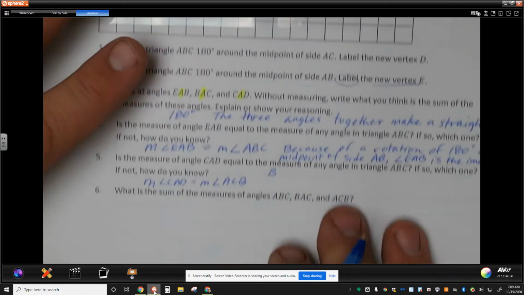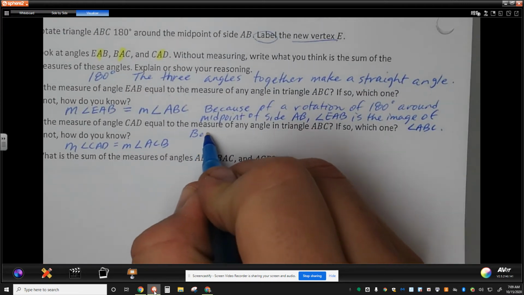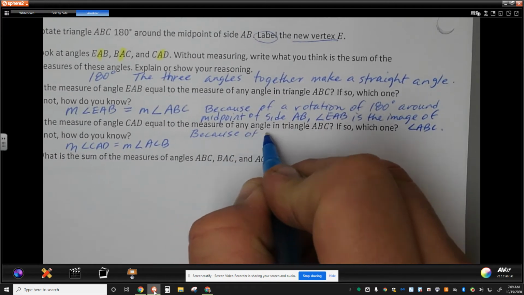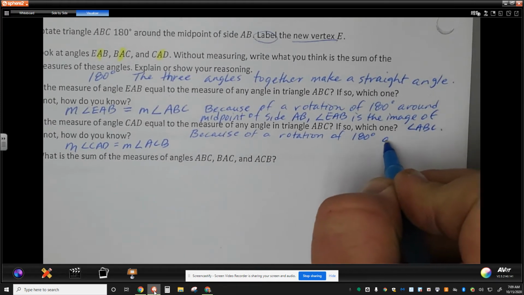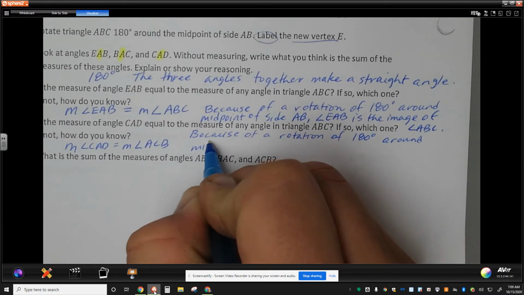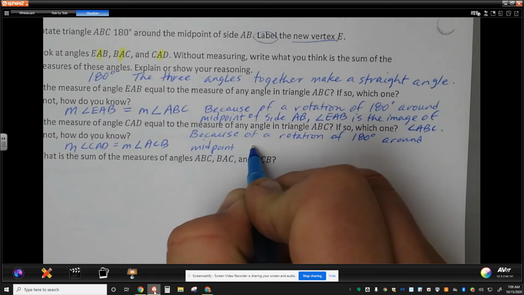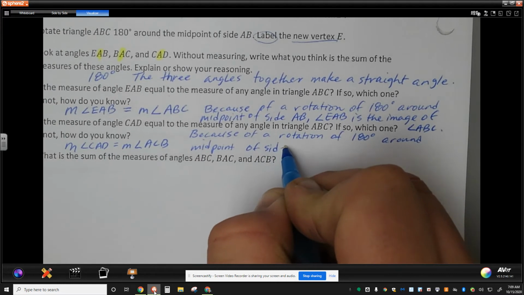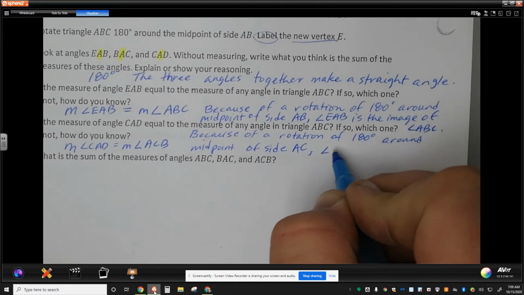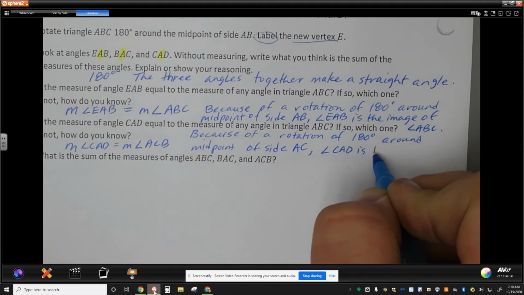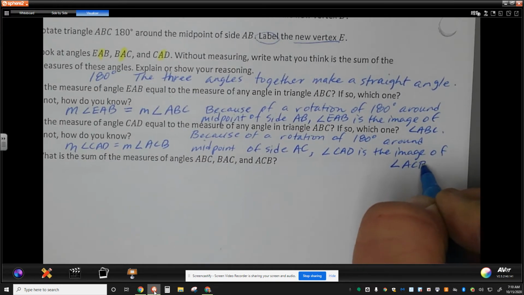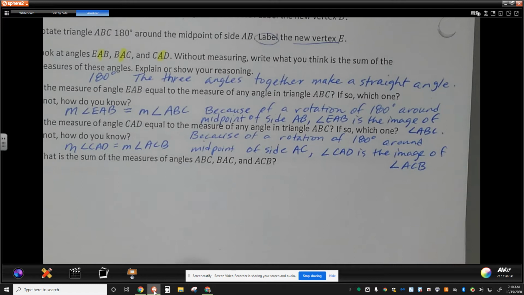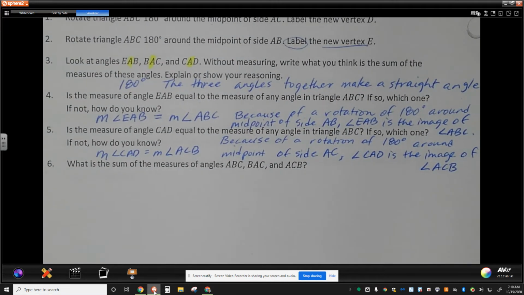And I would say the same wording from down here, because of a rotation of 180 degrees around midpoint of side, in this case side AC, angle CAD is the image of angle ACB. So if we take a look at those three angles, what we're saying is what is the sum of the measures of angle ABC, BAC, and ACB.